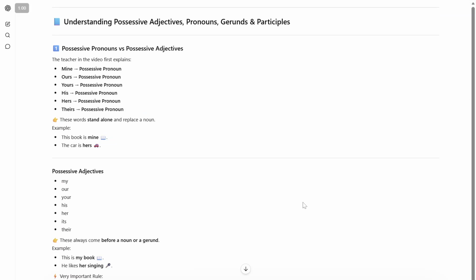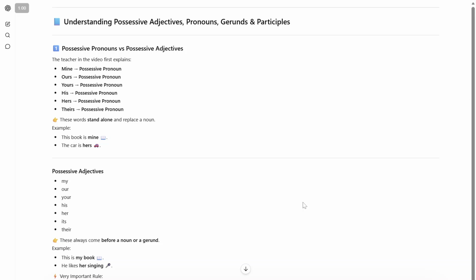Understanding possessive adjectives, pronouns, gerunds, and participles. Possessive pronouns versus possessive adjectives. The teacher in the video first explains the possessive pronouns: mine, ours, yours, his, hers, theirs. These words stand alone and replace a noun. Example: this book is mine. The car is hers. Possessive adjectives: my, our, your, his, her, its, their.